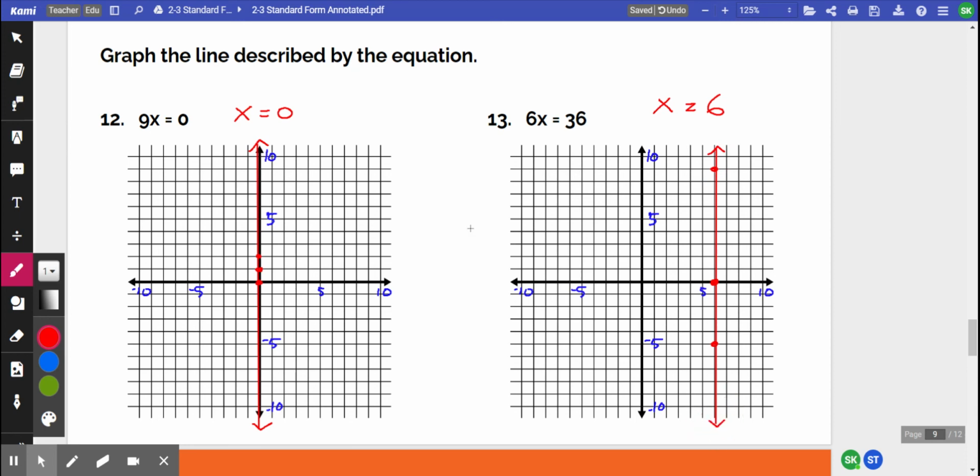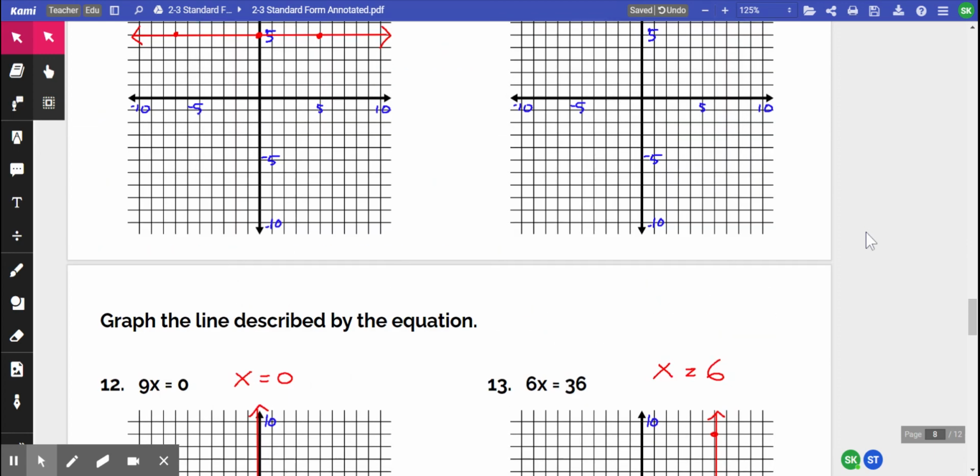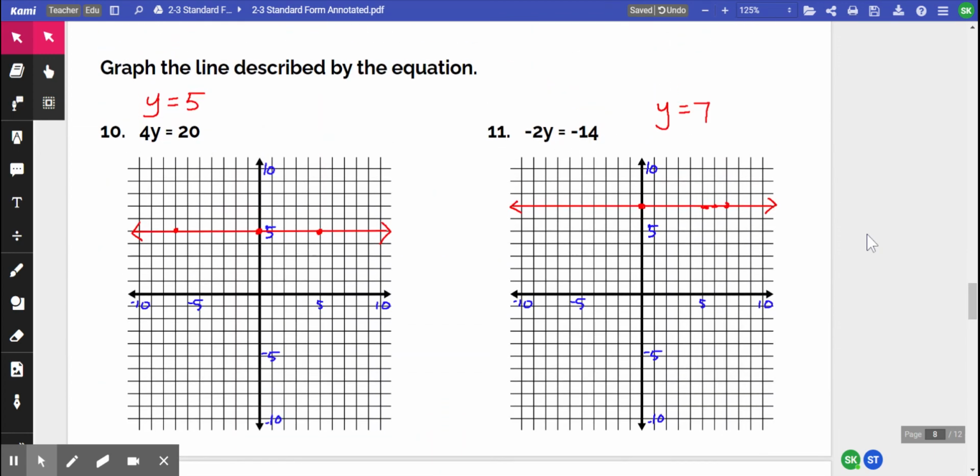So what did we learn with these 4 problems today? We learned that when we have only the x in our linear equation, we end up getting vertical lines. When our equation only has a y variable and no x values, we end up with a horizontal line.